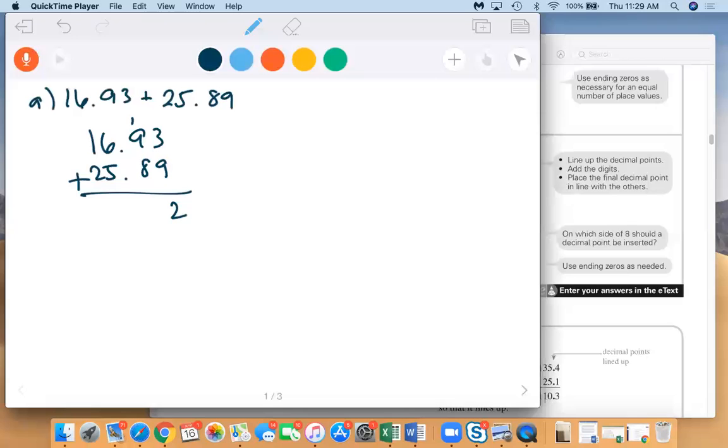3 plus 9 is 12, carry the 1. 9 plus 8 is 17, 18, carry the 1. Here we have 7 plus 5 is 12, carry the 1. And we end up with 4, so 42.82. Who here likes this better than adding fractions?